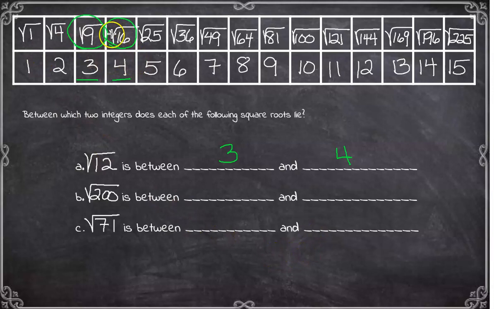Is just determine, okay, what are the two perfect squares that are on either side of the square root of whatever I'm looking for? And the ones that are on either side of square root of 12 on a number line would be square root of 9 and square root of 16.